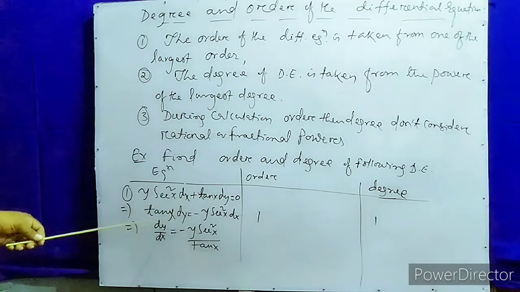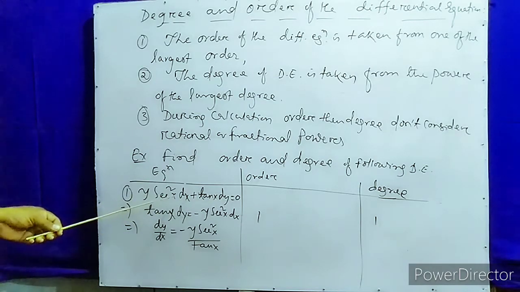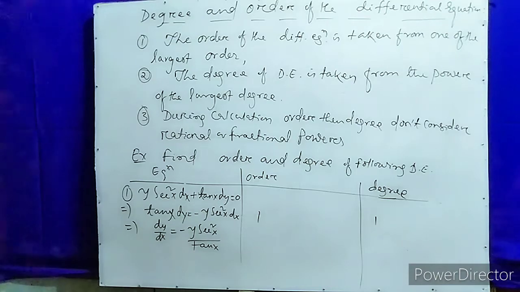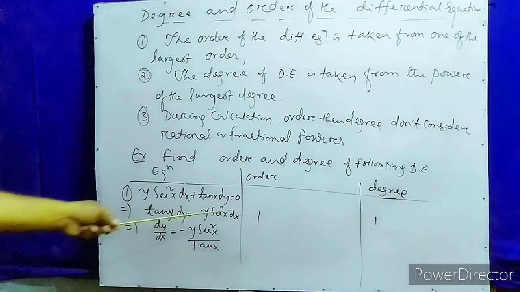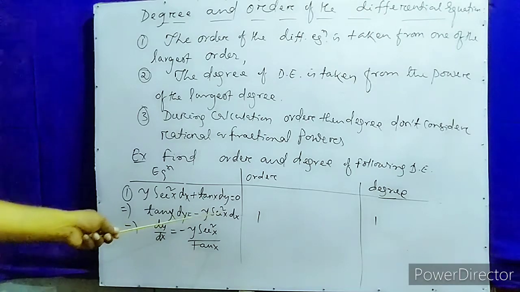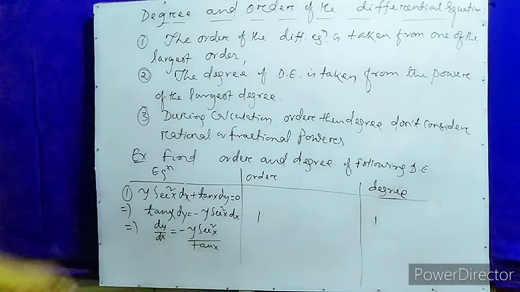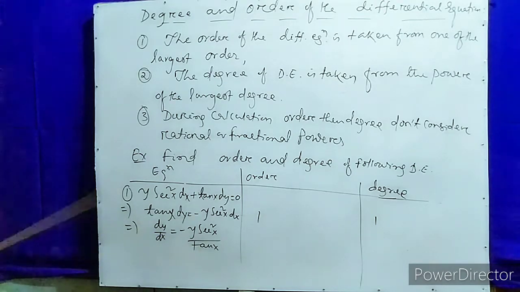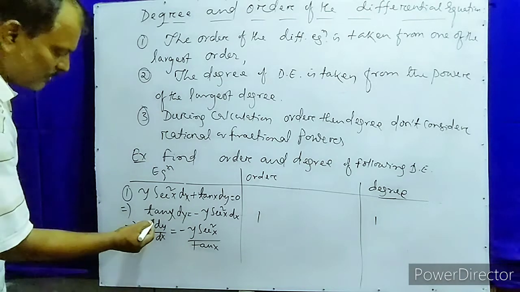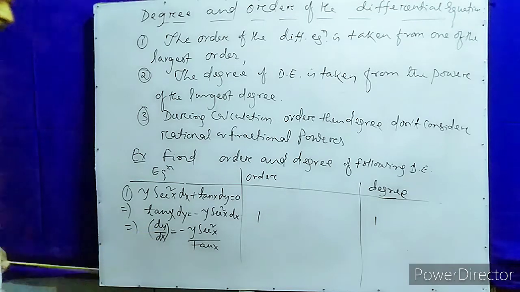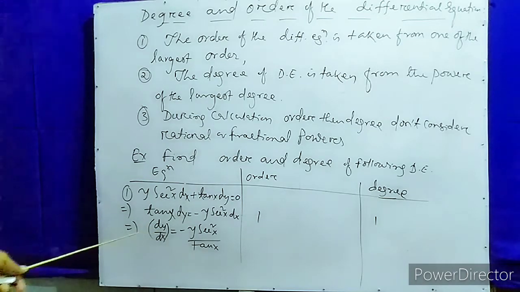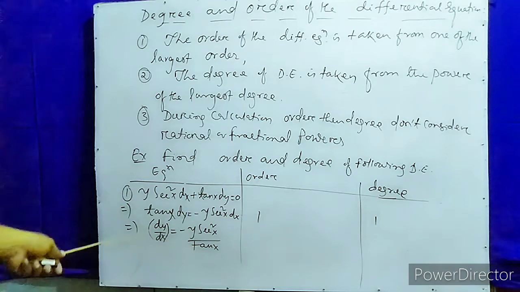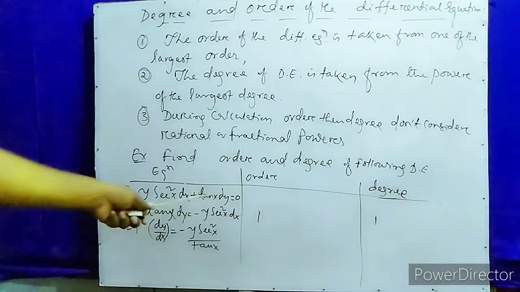10x dy this side and y minus y sec square x dx you take this side. So here it is what dy by dx equal to minus y sec square x by 10x. Here dy by dx is the differential, the differential of first order, because here the power is 1. So here dy by dx is the first order.